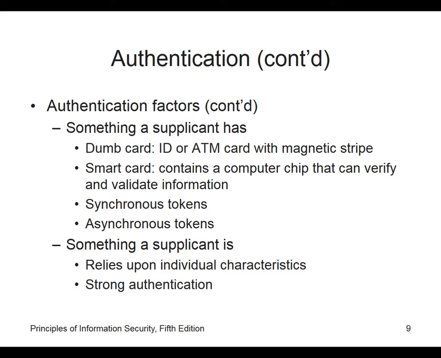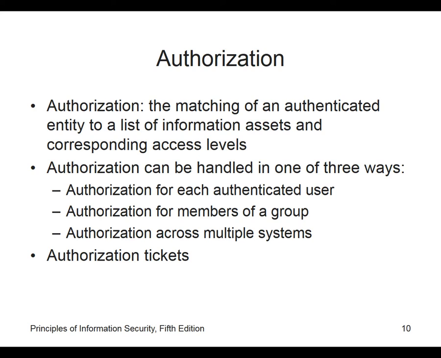Okay, it could be tokens. Something you are, it relies upon individual characteristics. It could be biometric. It could be whatever. Authorization is the matching of the authenticated entry to a list of information assets. Now that we know you're really Ken Dewey, what do you have access to? What are you authorized to do?